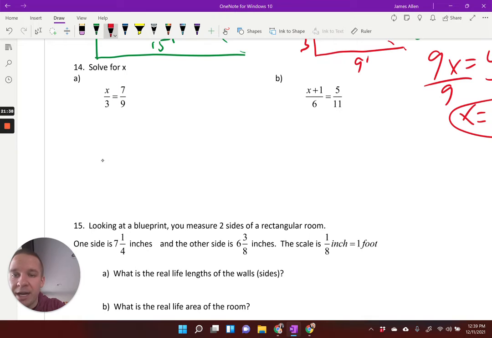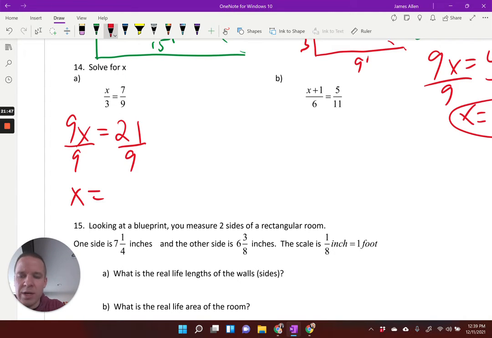So I'm going to cross multiply. I've got x times 9, which is 9x. And then I've got 3 times 7 is 21. Divide by 9. And since these are just like your straight ahead math problems, I'm going to simplify the fraction. Those are both divisible by 3. So I'm going to get 7 over 3 as my final answer. We'll leave it as a fraction.